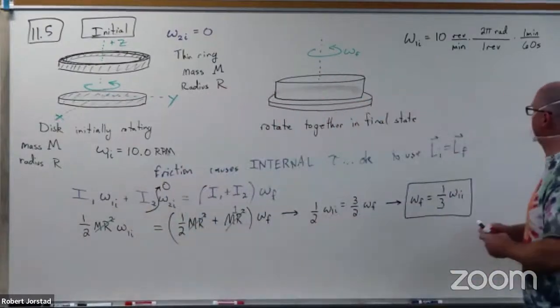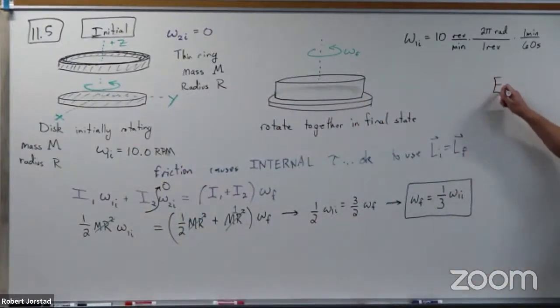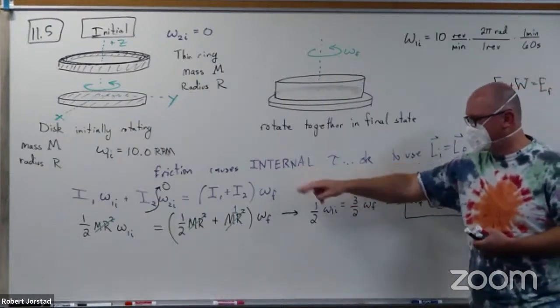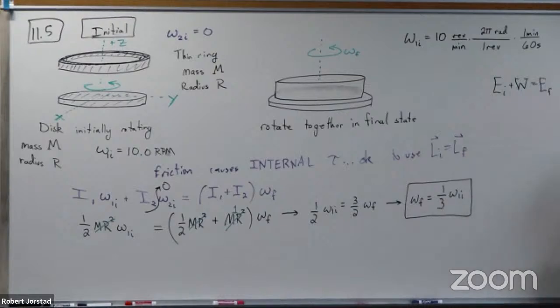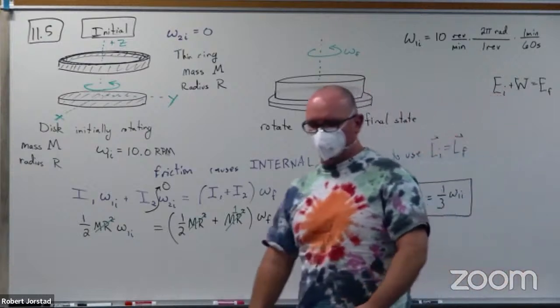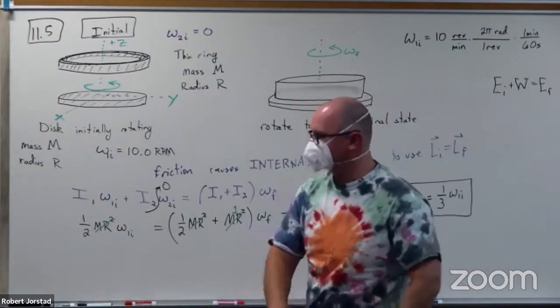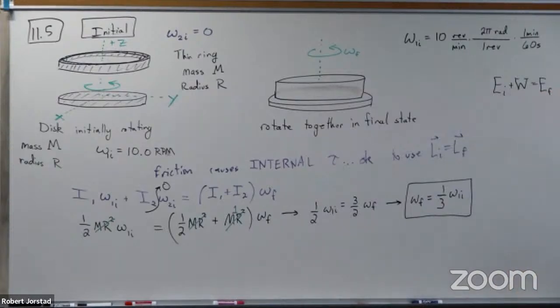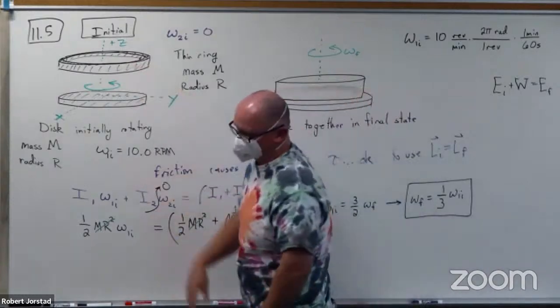What's our energy equation? E initial plus work equals E final, right? It's possible you could have negligible torque, but you could have some work done and the energy could change. Now, in this case, the friction is going to cause these molecules to heat up during the collision. And so we're going to lose some energy from macroscopic kinetic energy to internal energy of the molecules. So we're going to lose some energy.